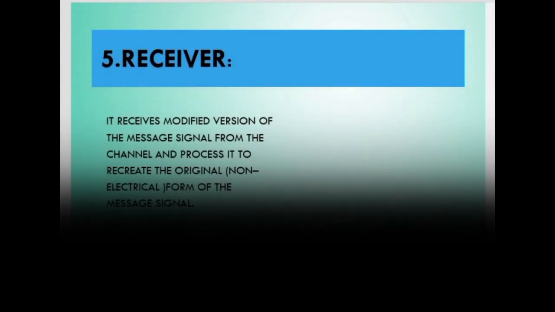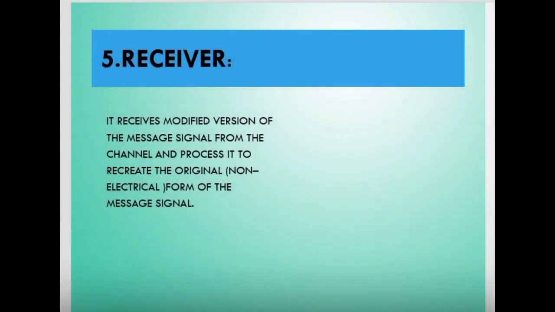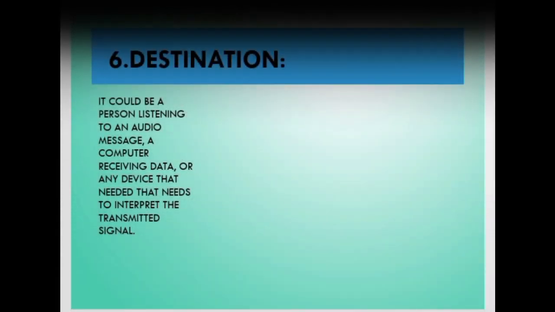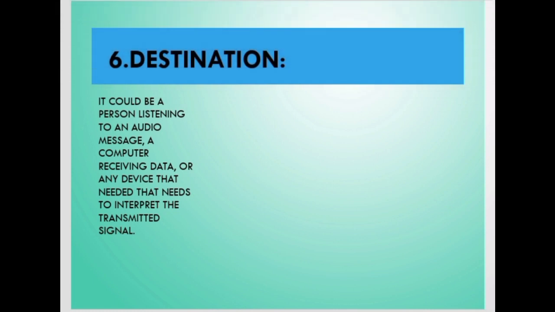Fifth is receiver. It receives a modified version of the message signal from the channel and processes it to recreate the original non-electrical form of the message signal. Sixth is destination. It could be a person listening to an audio message, a computer receiving data, or any device that needs to interpret the transmitted signal.